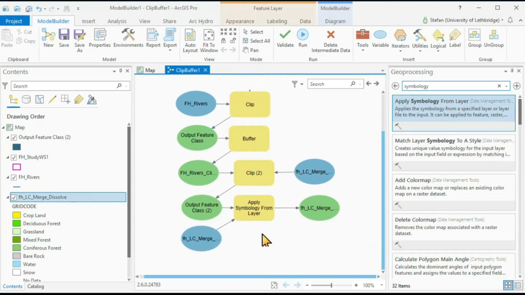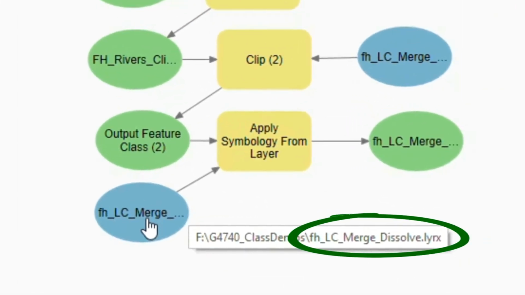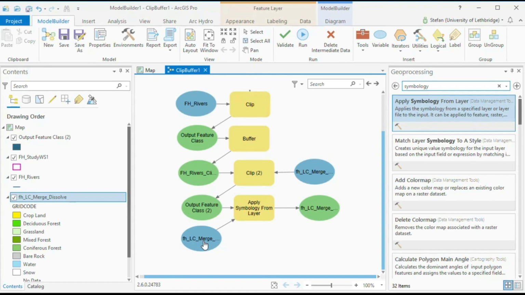So please note that these two icons here look very much the same. Here is our polygon file that has been clipped, and here, as you can see at the extension, is our layer file. And so it's not the polygon file, it's a layer file. They happen to look the same, which may be confusing.